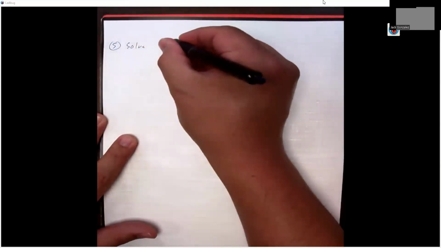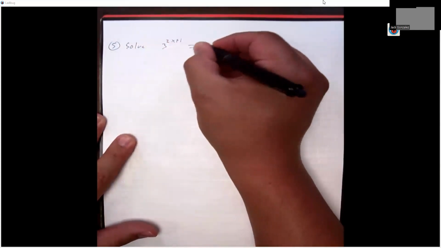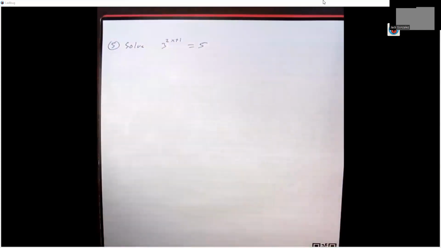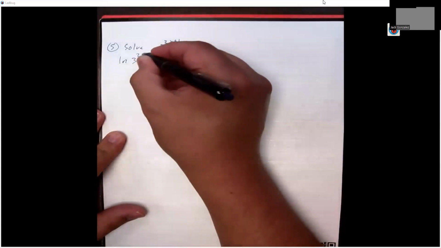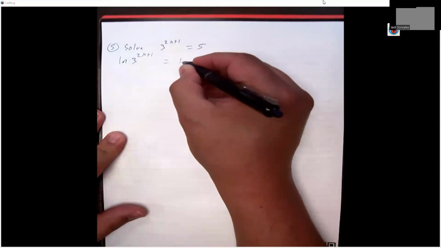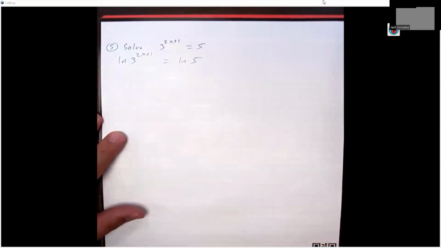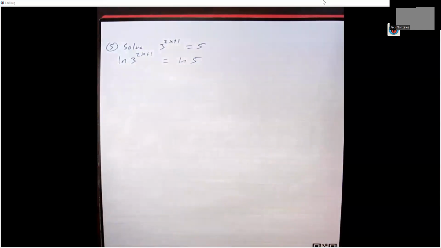Solve 3 to the 2x plus 1 equal to 5. So here we just introduce whatever log you want to use, doesn't matter. So I'm going to choose to introduce ln on both sides just because. So the goal is to bring x down. So I introduce ln in order to use those properties that allow us to bring powers down. So right here, you bring the 2x plus 1 to the bottom.